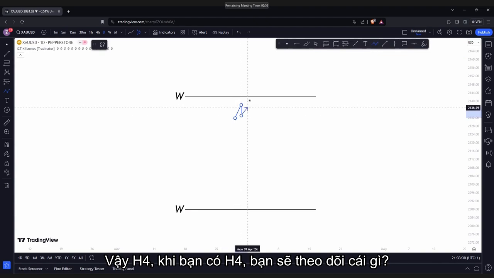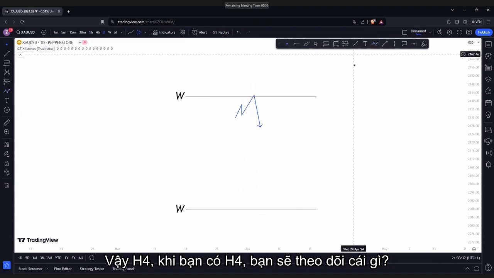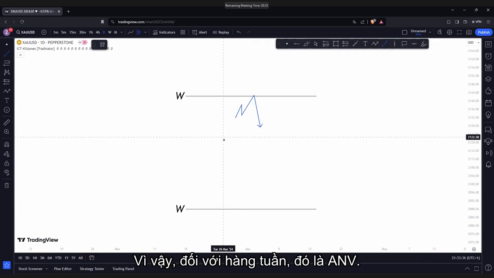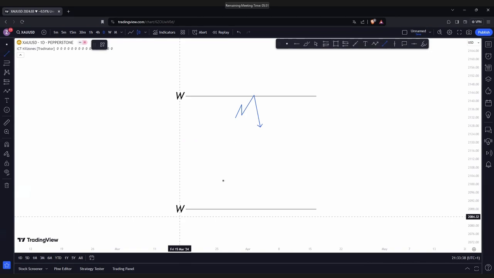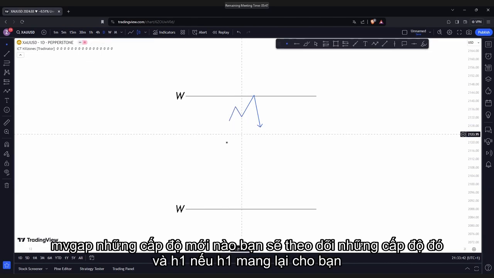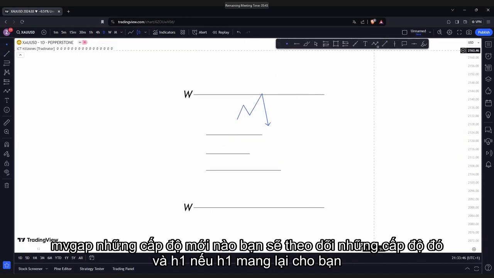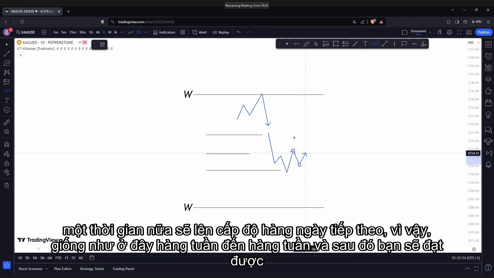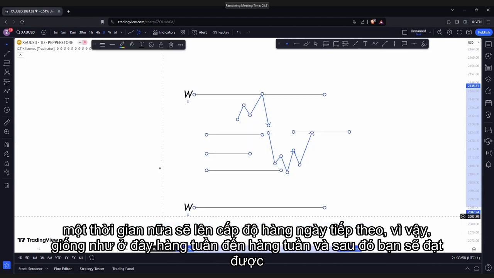So H4, once you have the H4, you're going to be monitoring what? The daily A and Vs and gaps as well. So for the weekly, it's A and V. For the daily, it's A and V and the gaps. A and V, gap, what? Levels that are fresh. You're going to be monitoring those, and H1, if H1 gives you a bullish breakout, then we're going to be bullish for a while to the next daily level. Okay. So just like here.